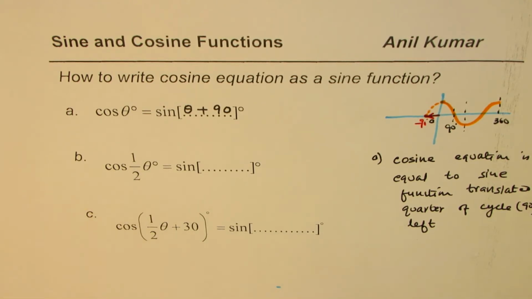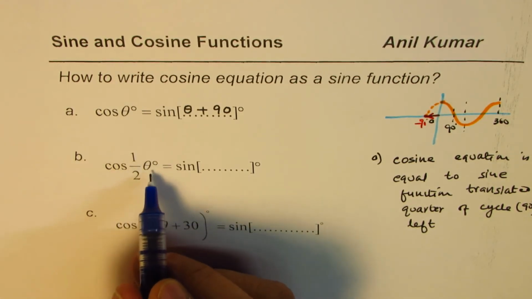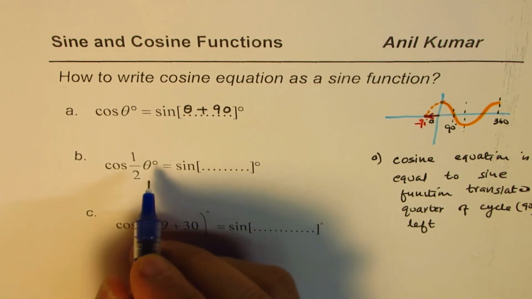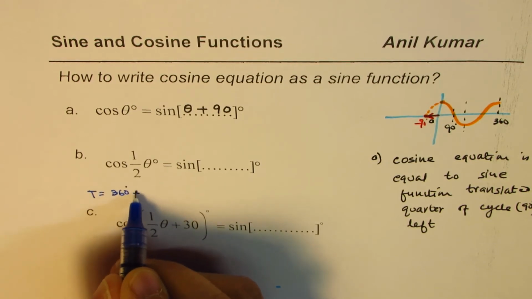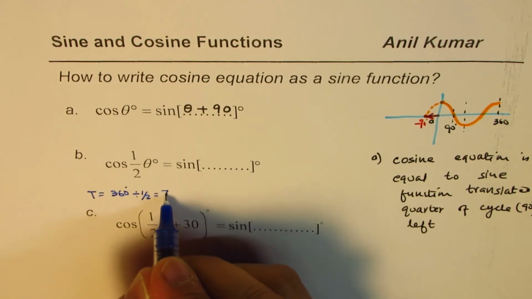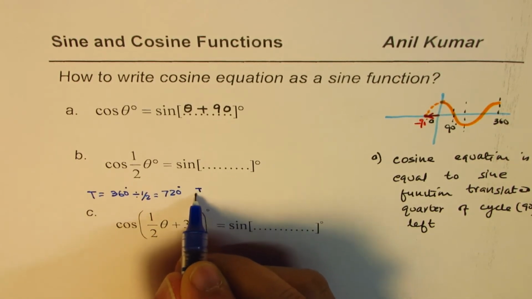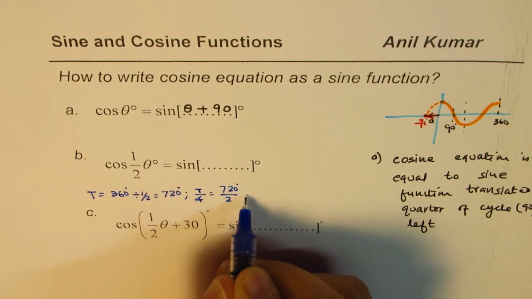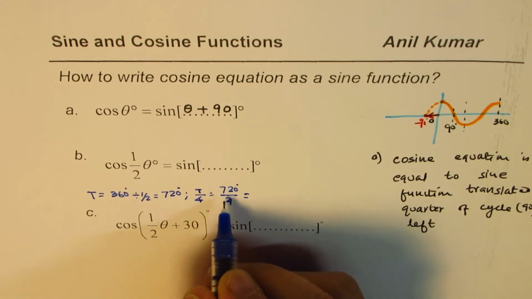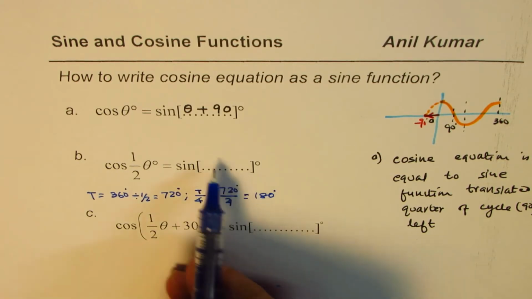Let's do the next one, which is cos of half theta equals sine of what? Now if we are talking about half theta, what is the time period? I could write this time period T as equals to 360 degrees divided by half, which is 720 degrees. Now what is quarter of 720 degrees? 1/4 of 720 degrees is 180 degrees, correct? So that is the quarter cycle.